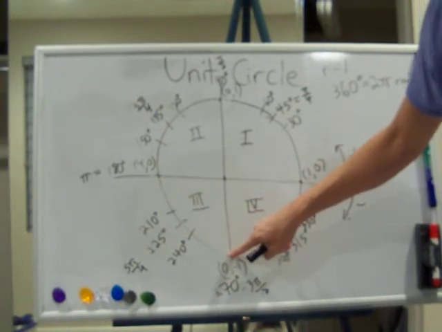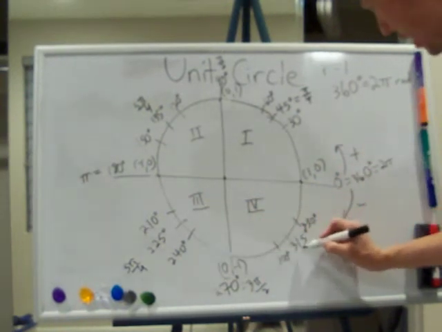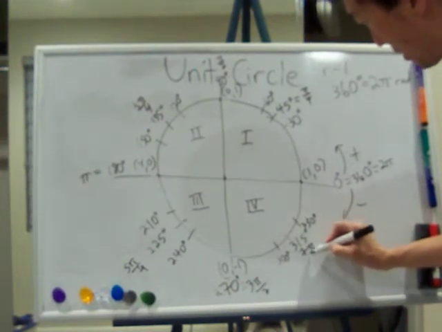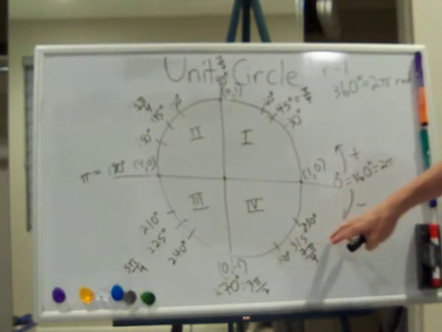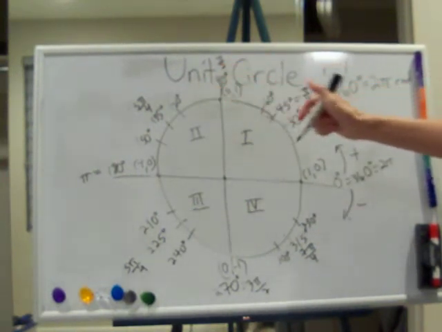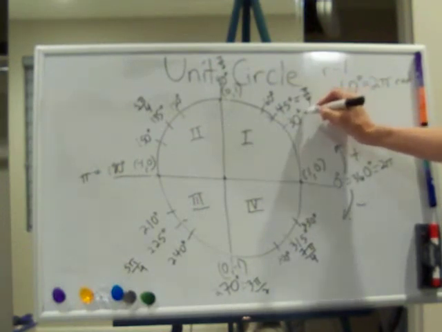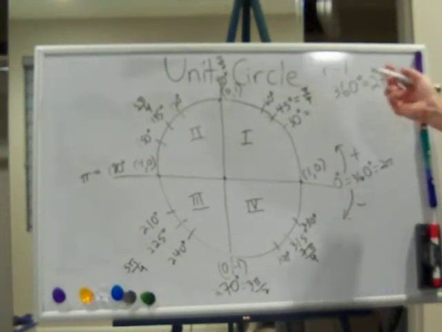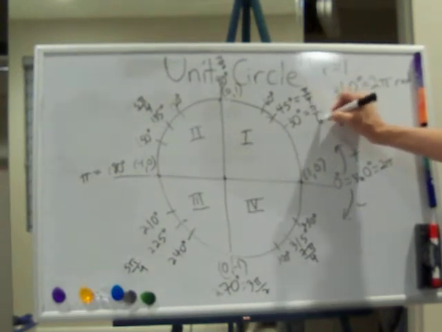6 pi over 4 is the same as 3 pi over 2. And 7 pi over 4. So 315 degrees is the same as 7 pi over 4. Right? So those radians are pretty easy. But we've got to do the radians for the other angles. Right? So this one, you're going to have to memorize or convert it to pi over 6.